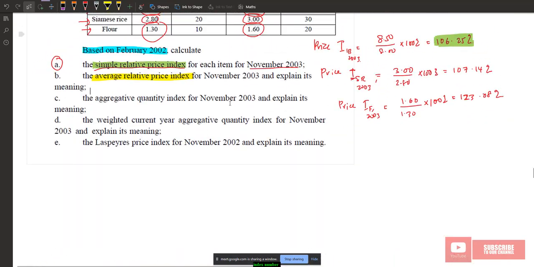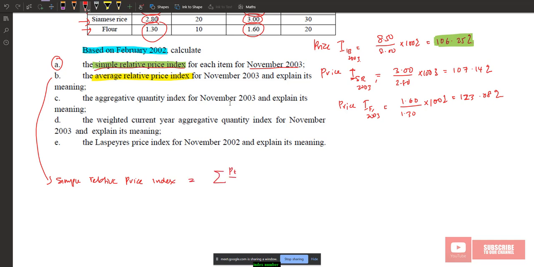So the formula for simple relative price index is equal to summation of Pt divided by P naught, divided by n, multiply with 100%. Right?